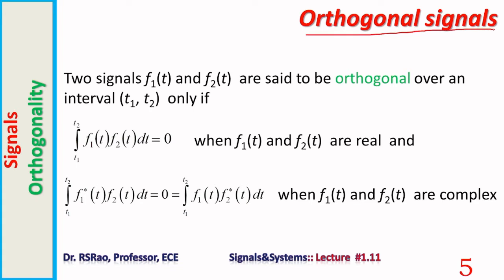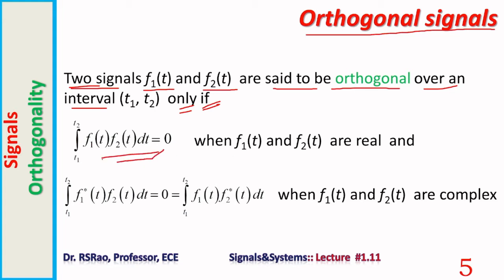Orthogonal signals. Two signals, f1 of t and f2 of t, are said to be orthogonal over an interval t1, t2 only if the integral from t1 to t2 of f1 of t, f2 of t, dt must be 0.